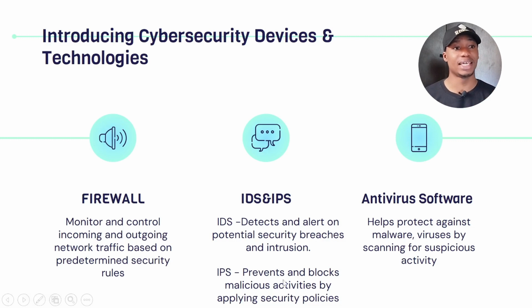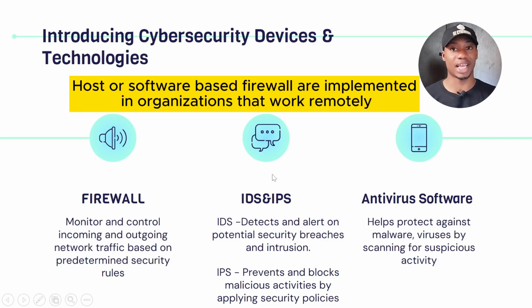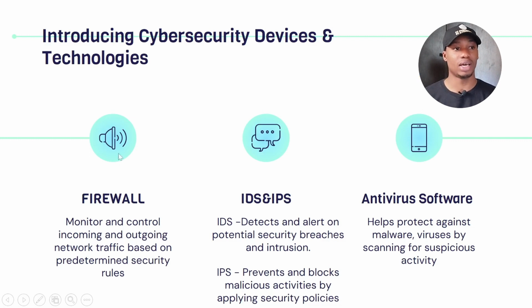While the IPS is the one that prevents such attacks. The IDS is just to detect, but the IPS prevents and blocks malicious activities by applying security policies. It's almost like a firewall, but this one is more in-depth. You apply some policies that will help you block or prevent some of these malicious activities. These two are mostly implemented in big organizations, or in organizations where they have a physical office and people go there to work. You most likely see this in banks and places where they have servers, maybe in data centers.